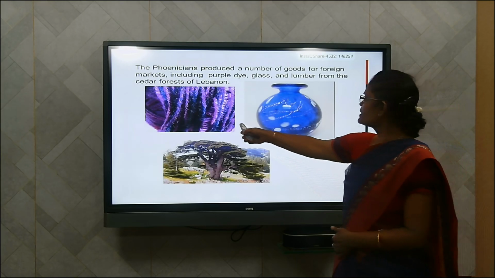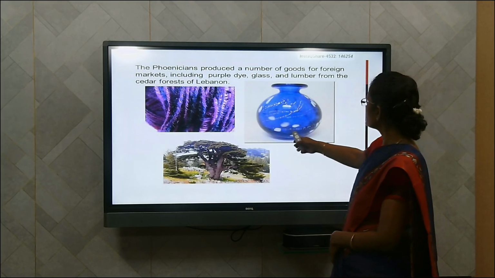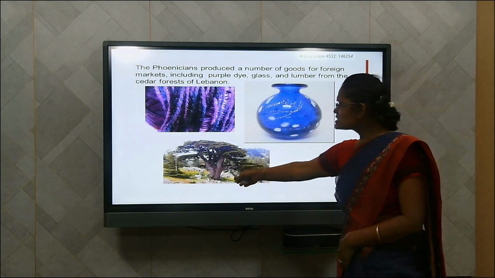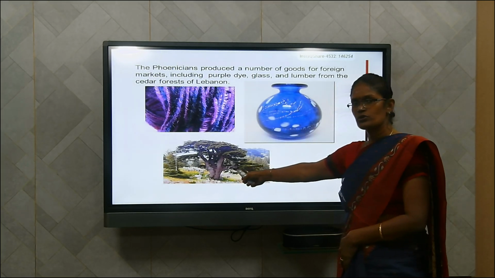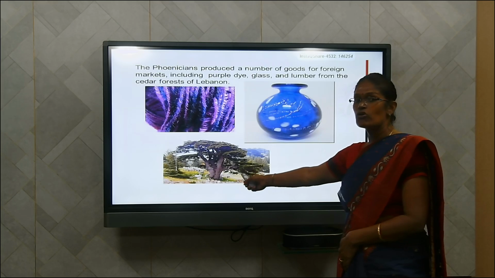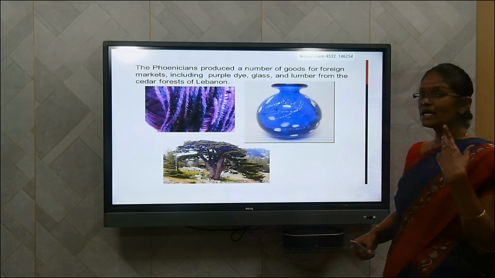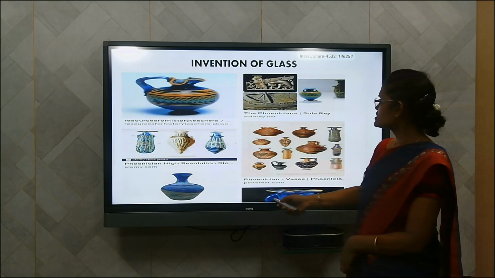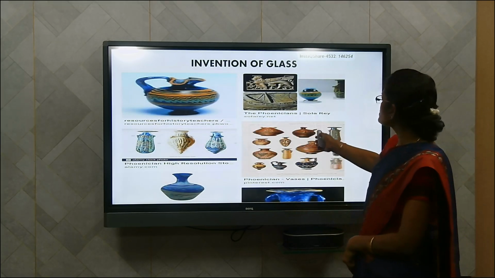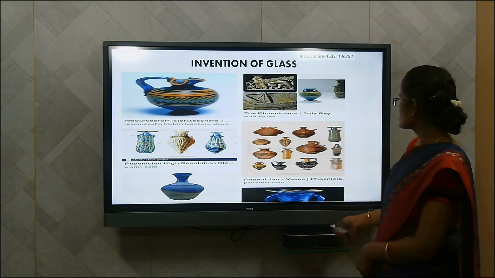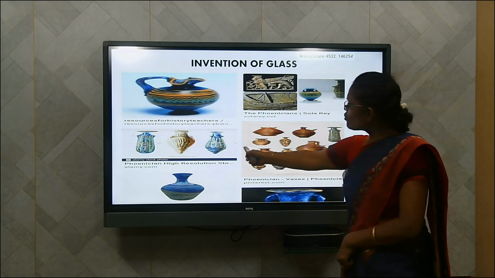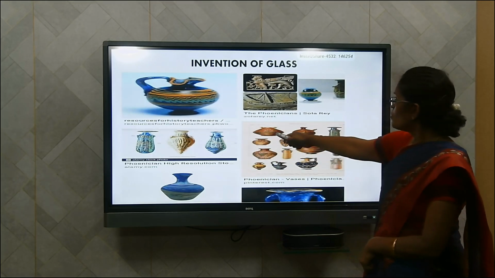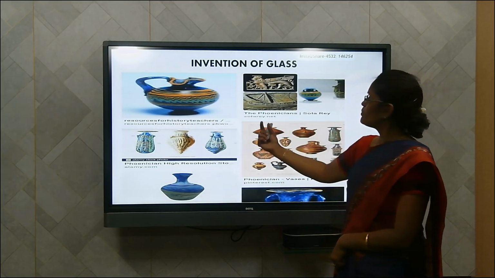This is the purple dye I have told you about already, and this is the glassware which they produced. This is a cedar tree, which I have told you about, from which they got fragrance, and from that they started their trade. And these are all glass vessels, small things produced by the Phoenicians. We can see the very fine decorations which were carved on them.